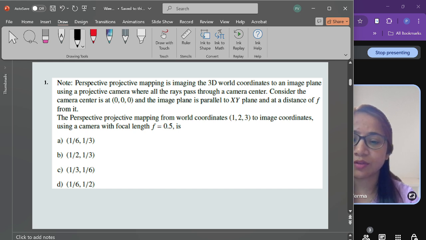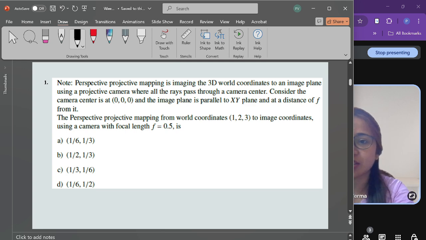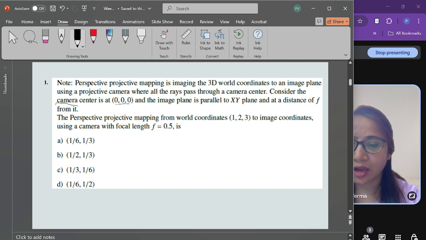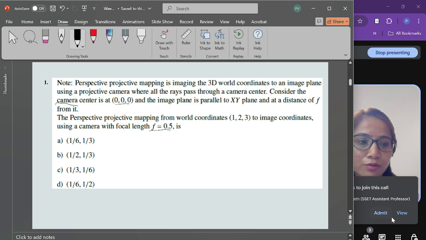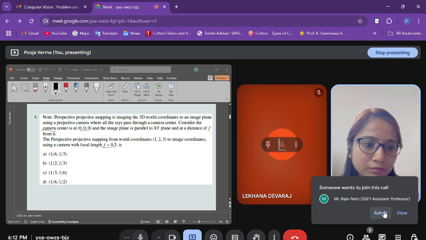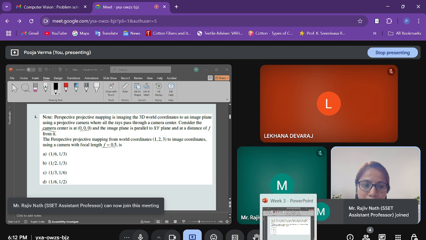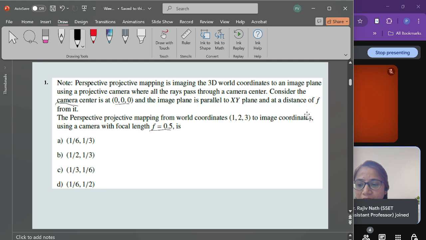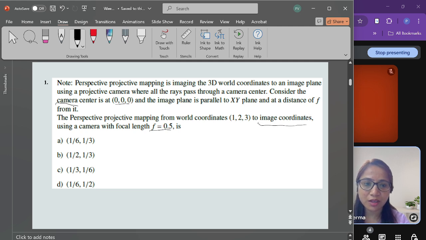First we need to see what parameters are given. The camera center is given as 0, 0, 0, the image plane is parallel to the xy plane at a distance of the focal length, which is 0.5, and the world point that is given is 1, 2 and 3. So how will we move forward with this question? We need to calculate the image coordinates, right?